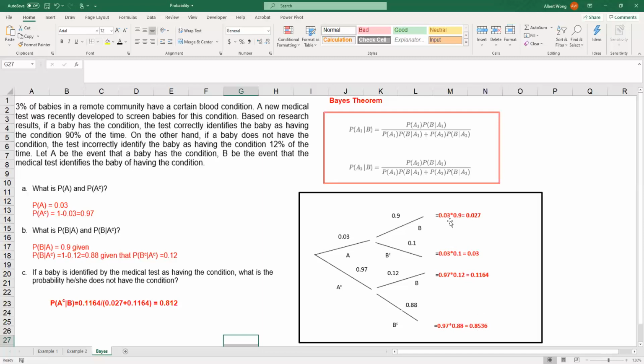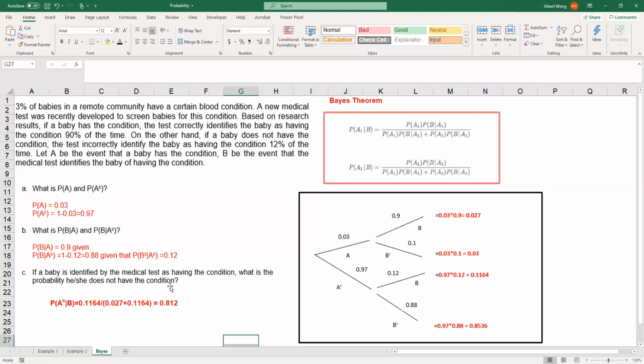So the first probability represents the case where the baby has the condition and the test identifies the baby as having the condition. On the other hand, the third branch would be the baby does not have the condition, but according to the test, the baby is identified as having the condition. And the probability of that is 0.1164. So now that we calculated four probabilities, how can we then answer the question? The question is this: if a baby is identified by the medical test as having the condition, what is the probability that he or she does not have the condition?